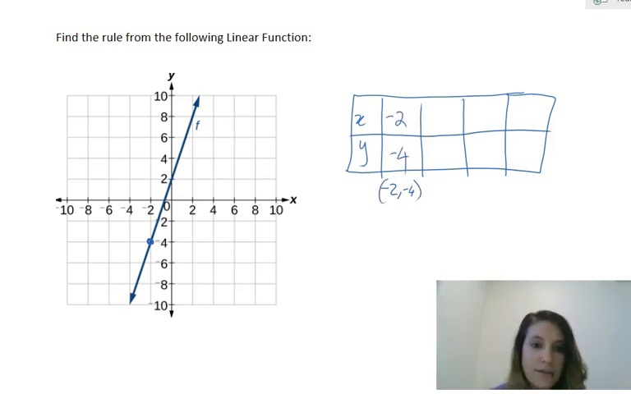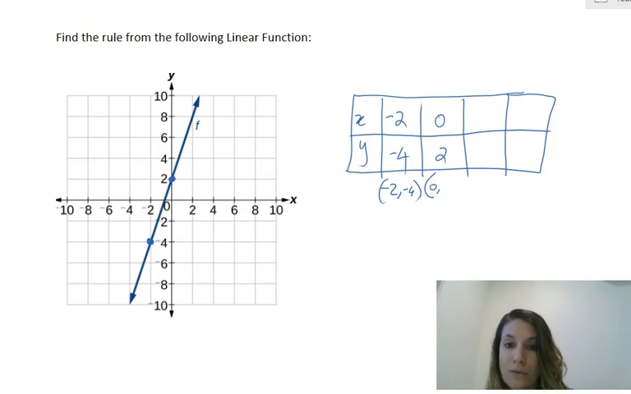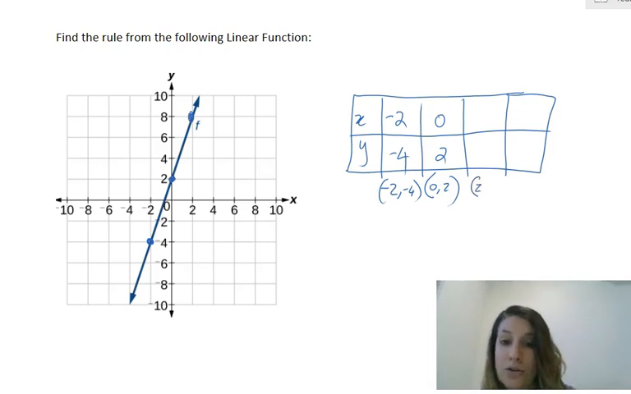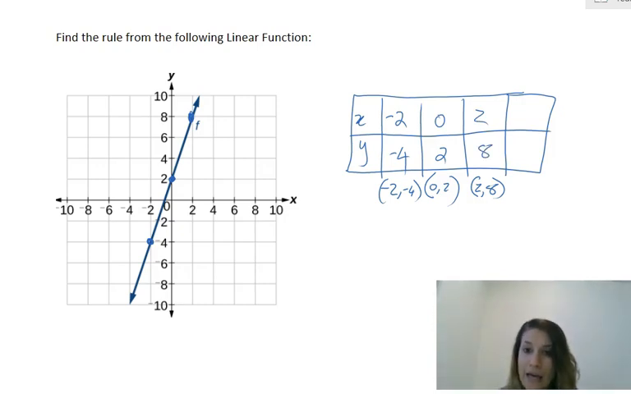So the coordinate would be (-2, -4), and I can fill that in. Perfect. Let's have a look at another one. We've got the 0 and the 2. So (0, 2), and that would look like that as the coordinate. And having a look further on, here's another one perfectly on the intercept. So we've got 2 and 8, and it would look like that. That's fine. So let's have a look at this now.